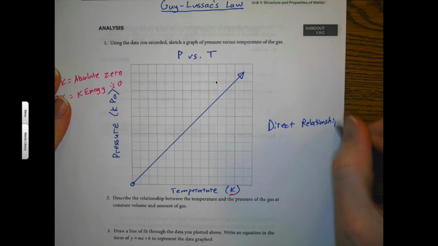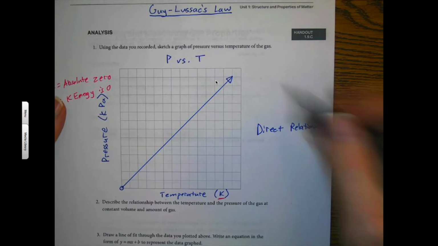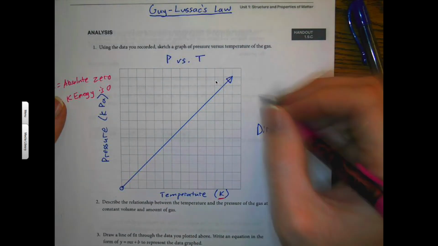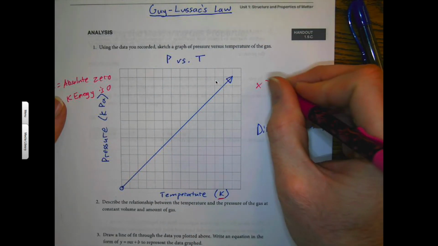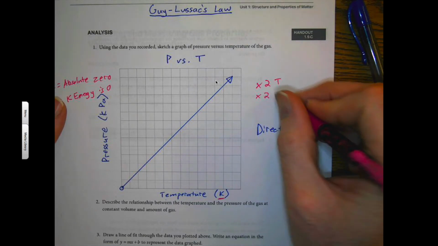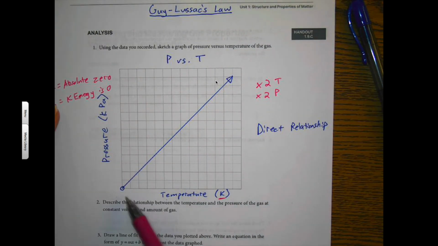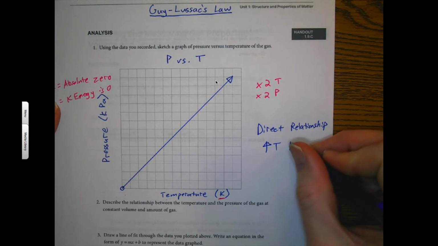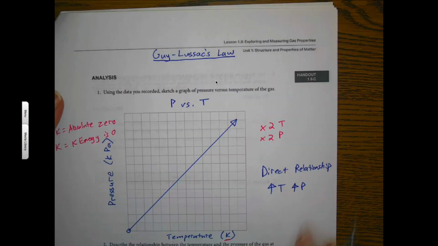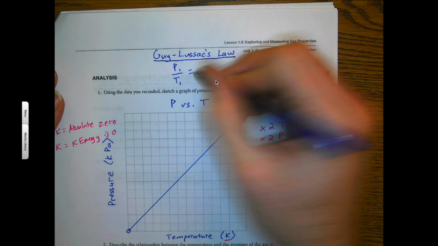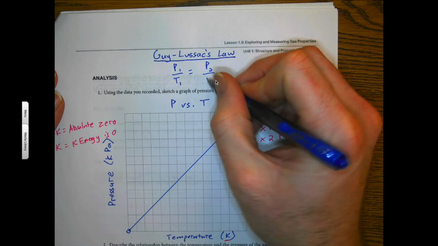And so that means that if we double the temperature, then we will double the pressure. Okay? If we increase the temperature, we will increase the pressure. That's what that's saying. Increase the temperature, we will increase the pressure. So we have this as P1 over T1 equals P2 over T2.